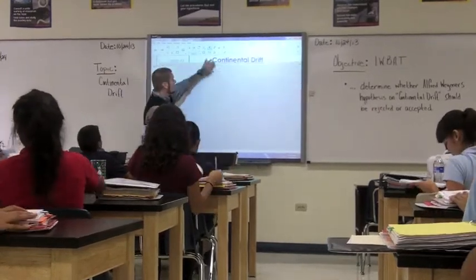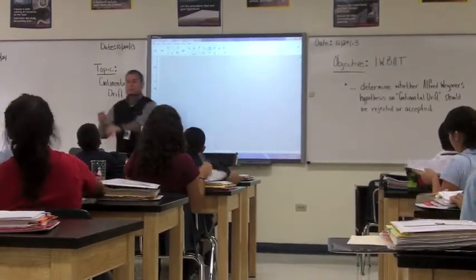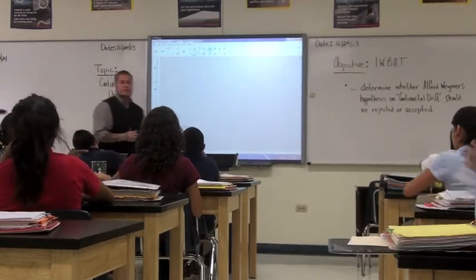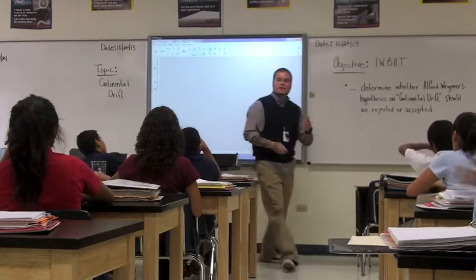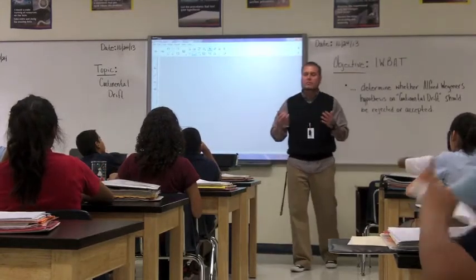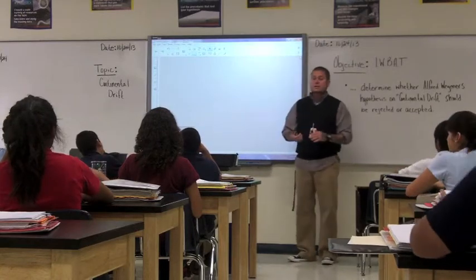Hold on a second. Before we go there, let's just talk about this real quick, because I want to make a point. All right? Alfred Wegener made an observation. Okay? He made an observation, and it intrigued him. All right? So his first step in the scientific method was observation.